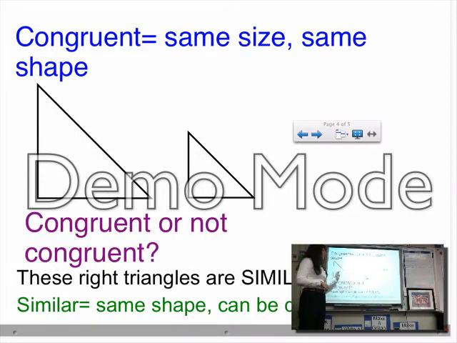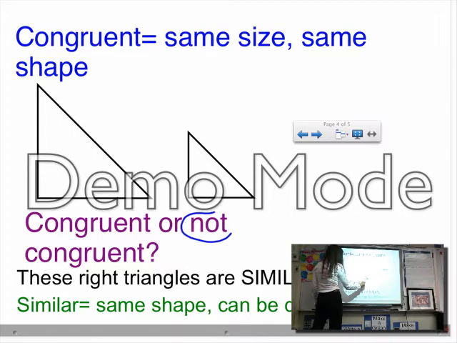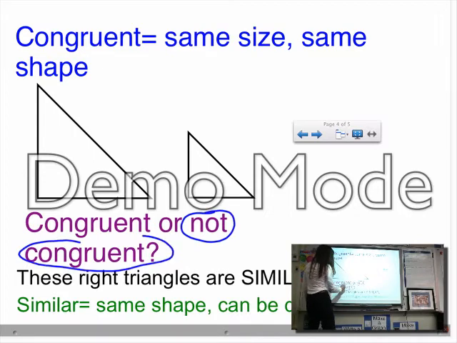These are examples of similar figures because they are the same shape, they're both right triangles, but they're different sizes, and similar figures can be different sizes. So these right triangles are examples of similar figures. Are they congruent? They are not congruent because they are not the same size, but they are similar because they are the same shape, but different sizes.